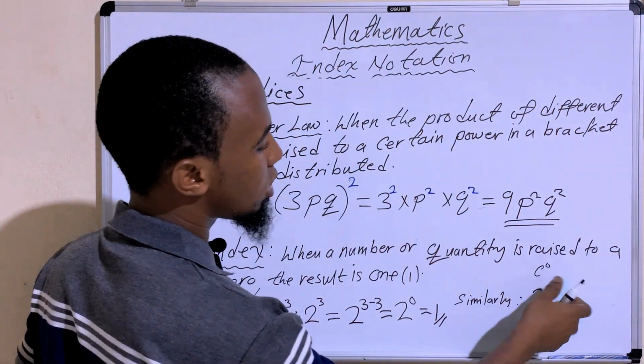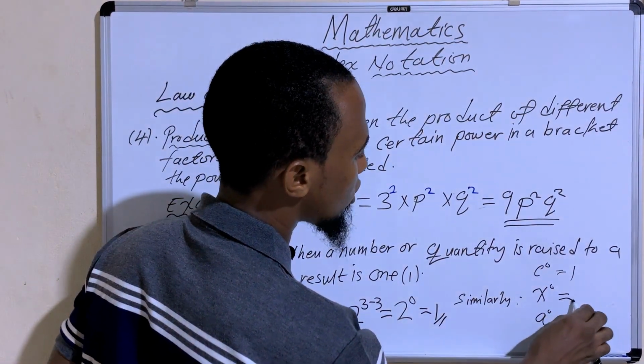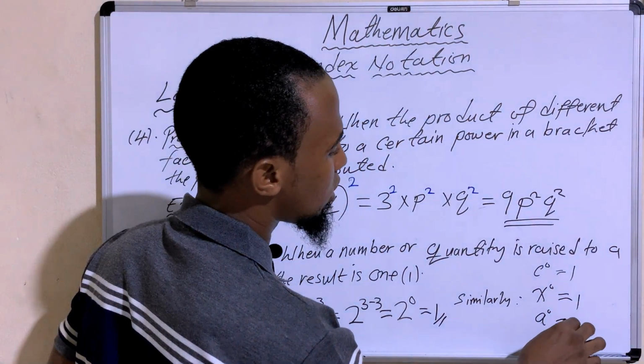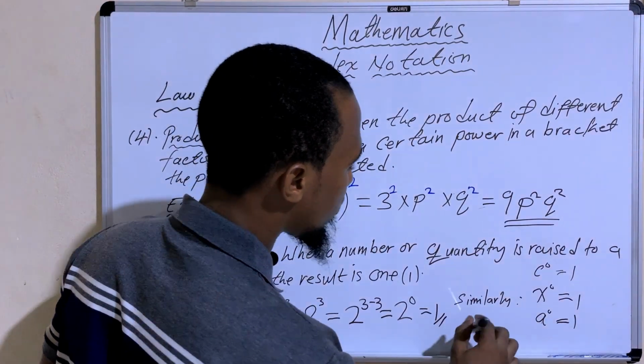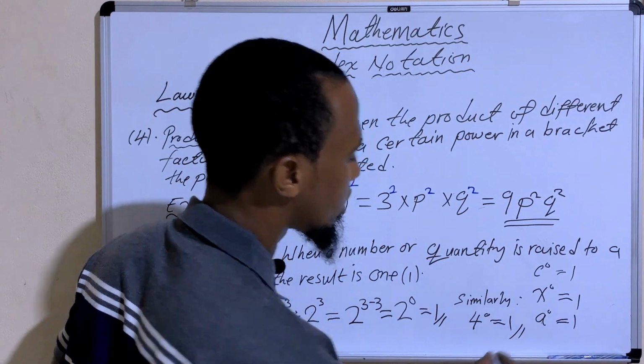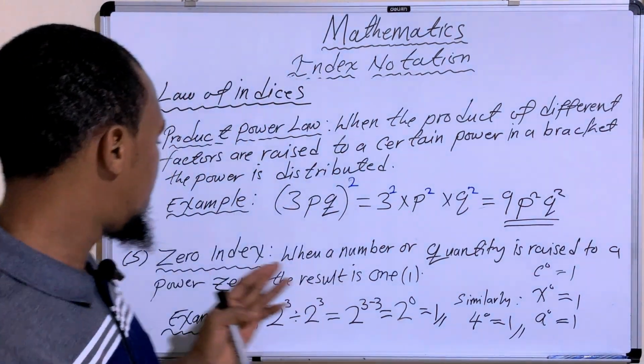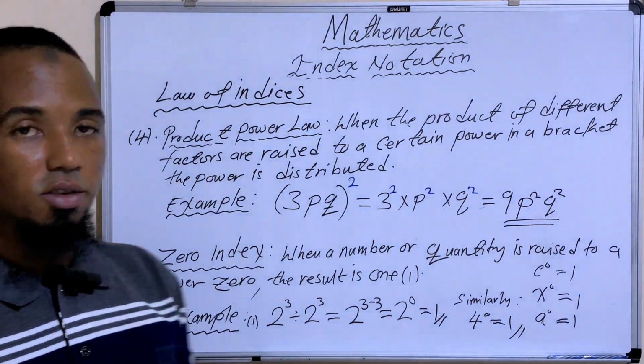Similarly, if you have c to the power 0, this is equals to 1. x to the power 0 is equals to 1. And a to the power 0 is equals to 1. Even if you have, let's say, 4 to the power 0, this is equals to 1. Thank you. We move to our next laws, which are going to be law 6, 7 and 8.